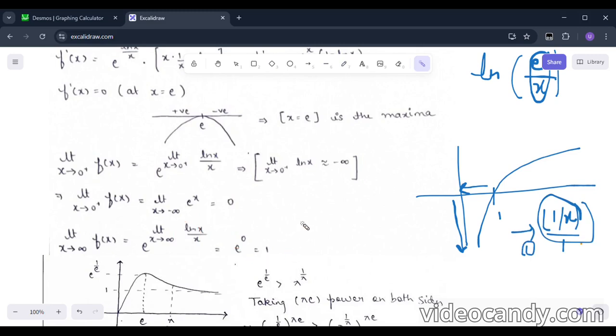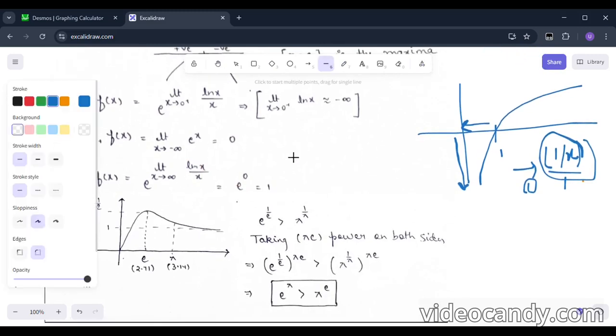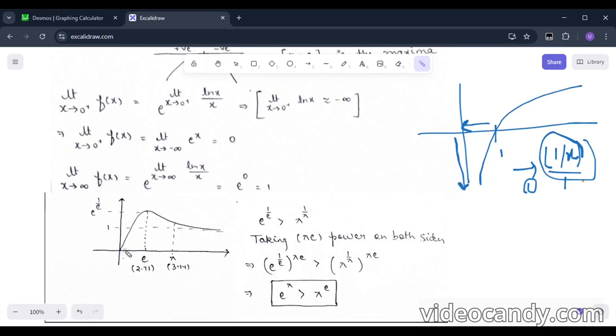So now we are good to go, and we can plot the rough graph of the function. So as you can see here, this is x equal to e, and from 0 to e the graph is increasing, and for x tending towards 0 plus, the f(x), the y is also approaching 0, and from x equal to e towards the positive infinity, the graph is decreasing and approaching its limiting value, which is 1. Basically y equal to 1 is the asymptote of the curve.